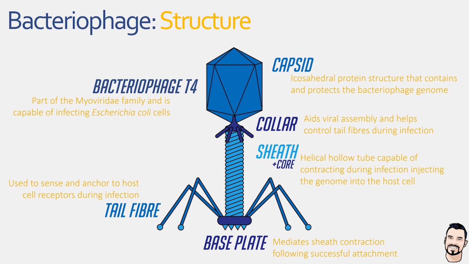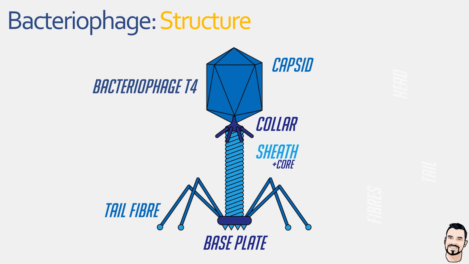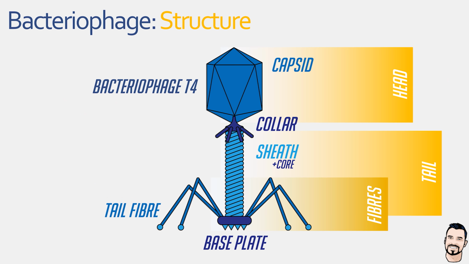Now when we talk about the replication process later, I'll recap on what I've just said so that you can visualise what actually happens when a bacteriophage approaches and attaches to a host bacterial cell. But before we do that, let's go back to the structure of our T4 bacteriophage, which is essentially comprised of three major components. We have the head, that contains the genome, the tail, which contains the mechanism to inject the genome into the host bacterial cell, and the fibres, which mediate the recognition and binding to a specific host bacterial cell, which in the case of bacteriophage T4 is Escherichia coli.